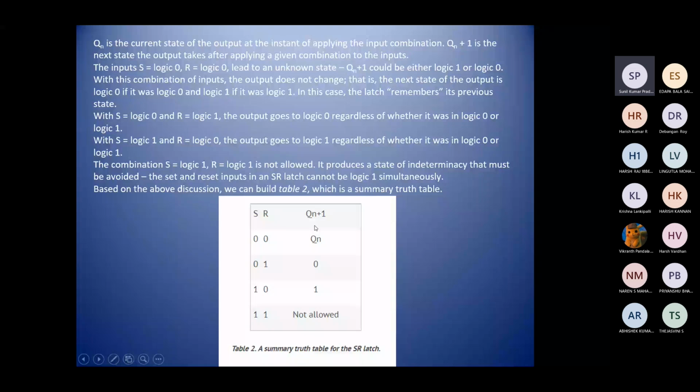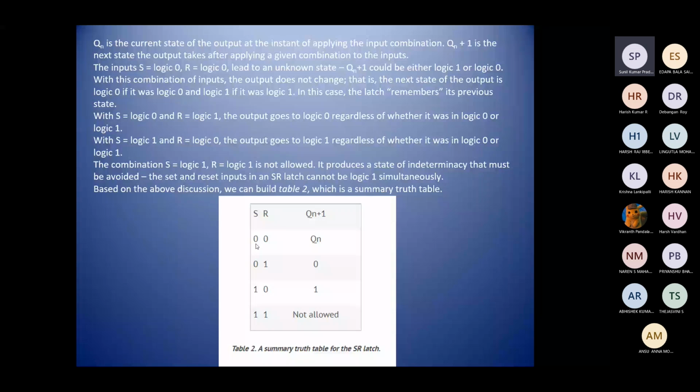And with this combination of inputs, the output does not change. That is, the next state of the output is logic 0 if it was logic 0, and logic 1 if it was logic 1. So in this case, the latch remembers its previous state. Now that is why we call this an SR latch. Okay, because it remembers the previous state.